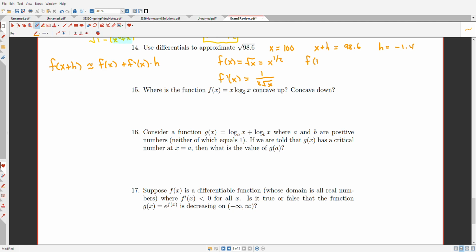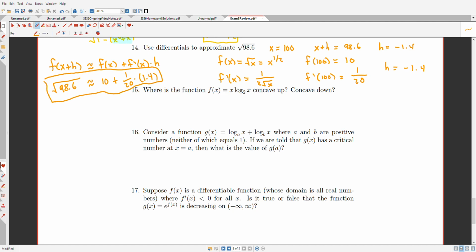So f of 100 is just the square root of 100, that's 10. F prime of 100, that's 1 over 2 times the square root of 100, so I'll just get 1 over 20. And then h is negative 1.4. So I'm going to plug all those pieces into the stuff I wrote on the left. F is the square root function. X plus h is 98.6. This is approximately f of x, we said was 10, plus f prime of x, we said was 1 over 20, times negative 1.4. So you would probably use a very basic calculator to finish computing that to get a good approximation.